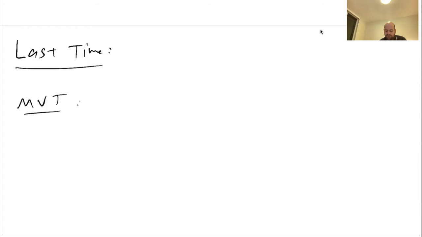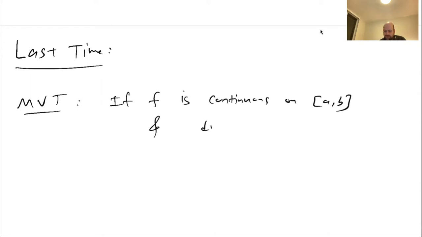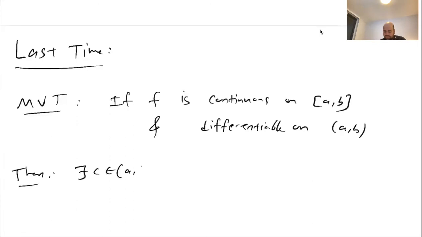Hello, everyone. So last time we looked at the mean value theorem, which was a very fundamental theorem in calculus. MVT, or mean value theorem, says that if f is continuous on the closed interval a to b and differentiable on the open interval a to b, then there exists C between A and B with f prime of C equals f of B minus f of A over B minus A.